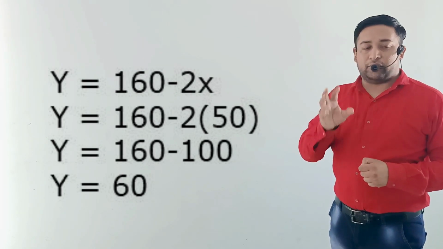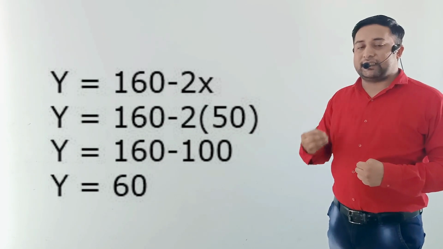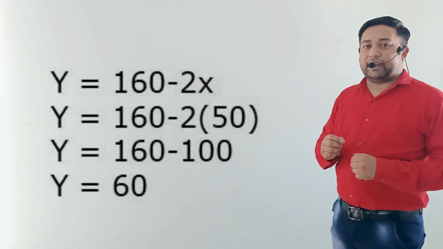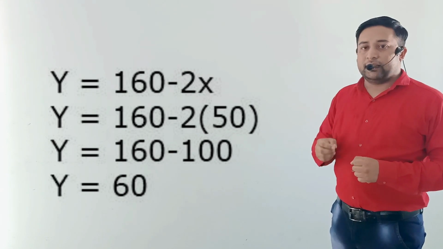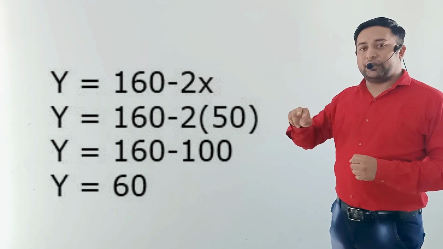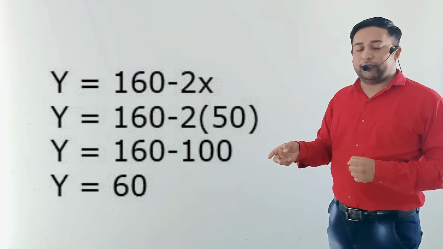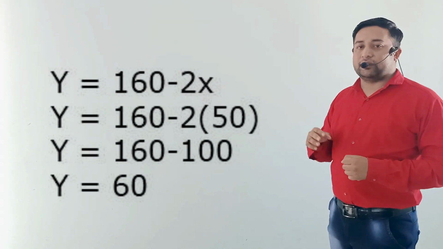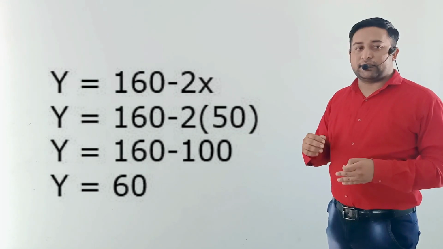Now I substitute the value of x. I have taken three values, 50, 60 and 70. First, substituting the value 50. So y is equal to 160 minus 2x. In place of x I will put 50. Y is equal to 160 minus 2 into 50. 2 into 50 is 100. 160 minus 100 is equal to 60. So I got the value of y is equal to 60. When my x is 50, my y will be 60.